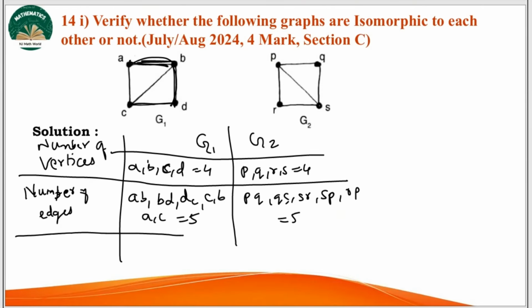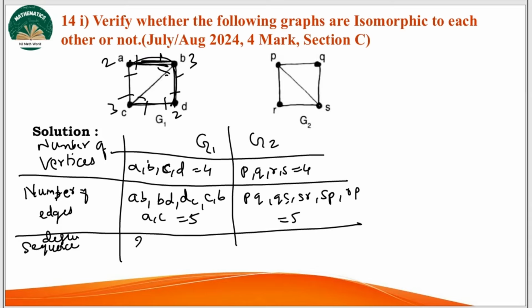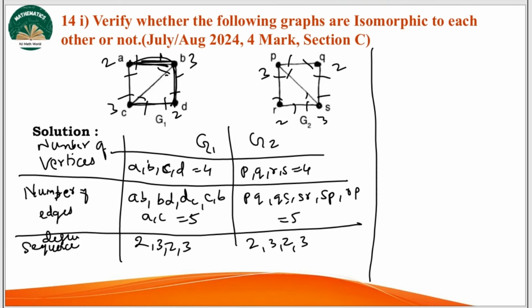Then we have to find the degree sequence. What is the degree sequence? Here the degrees are 2, then 3, then 2, then 3. So here it is 2, 3, 2, 3. For G2, we have 3, then 2, then 3, then 2. So we can even write this as 2, 3, 2, 3. It is also the same. Now we need to find the vertex correspondence.